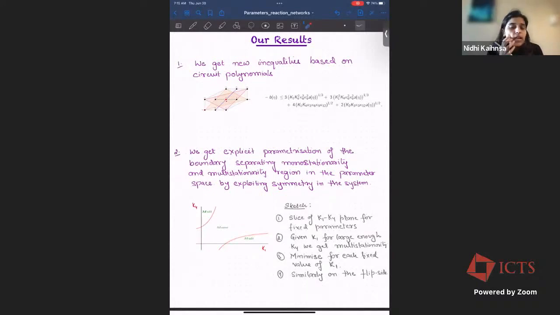And there is a great amount of symmetry in the network. So we exploit that symmetry to get the flip side of the boundary. And the interesting thing about all this is that this boundary is algebraic. So we do not get any analytical description; this is in fact an algebraic boundary. If we fix some values, we can actually carry out some elimination, and we can get the exact description of the boundary, at least in some fixed slice of the K1, K4 plane.